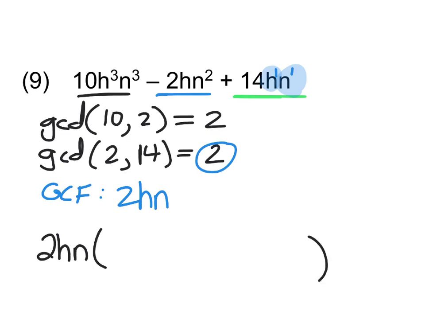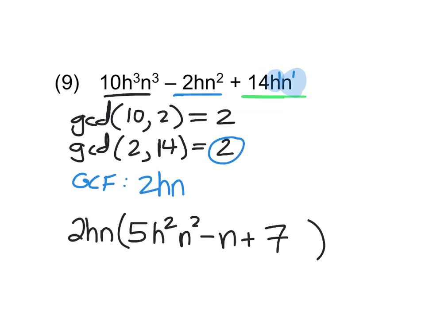We're going to divide each term by that number. All right? So we need 10h cubed n cubed divided by 2hn, which is going to be 5h squared n squared, minus just an n, plus 7. All right, so very procedural.